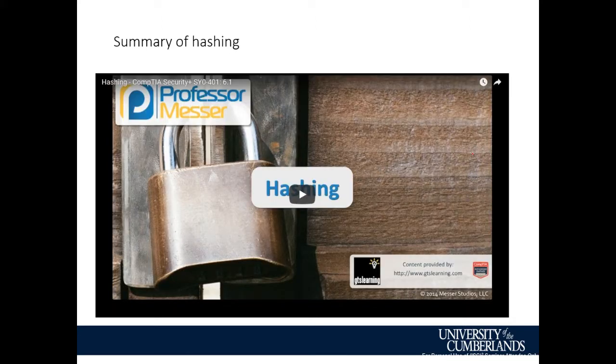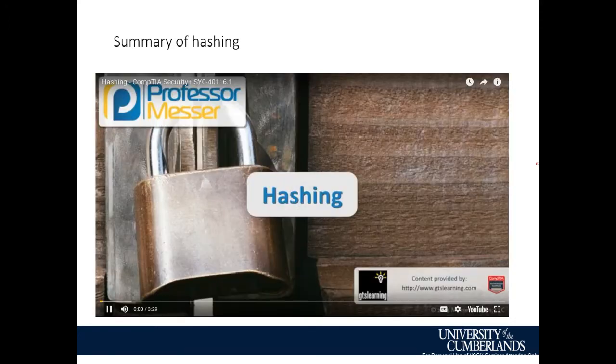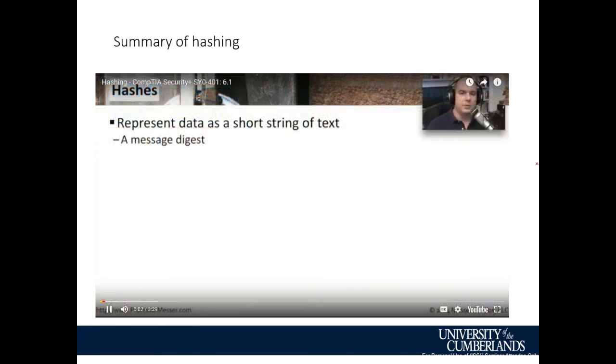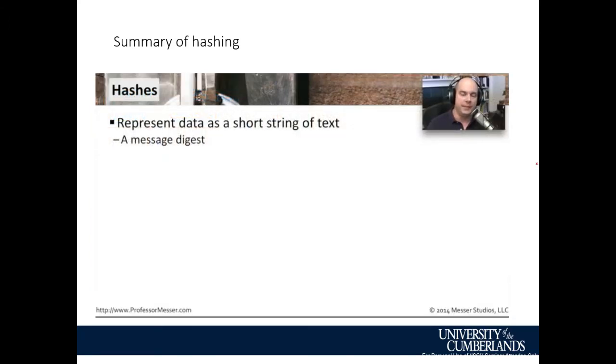So here's a quick video of how hashing works. A cryptographic hash is a way to take some existing data. It might be a file, it might be a picture, it might be an email that you've created, and it's a way that you can create a message digest from it, which is really just a short string of text. If you were to look at a cryptographic hash, and we'll look at some in just a bit, you'll see that it's just a bunch of letters and numbers put together, usually represented in a hexadecimal form.